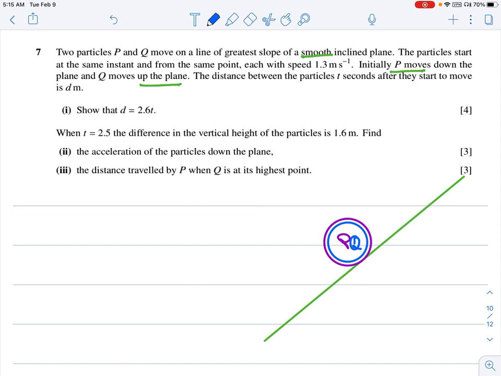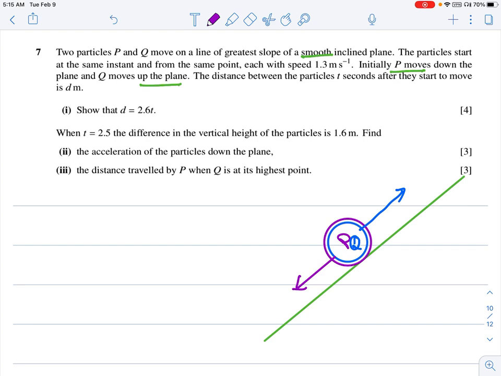What is he telling? The particles start from rest at the same instant from the same point, each with a speed of 1.3. P moves down and Q moves up. So Q is moving upwards, whereas P is moving downwards. So see the color combination. Then the distance between the particles t seconds after that move is d. Show that d is equal to 2.6t. So we have to show that d is equal to 2.6t.